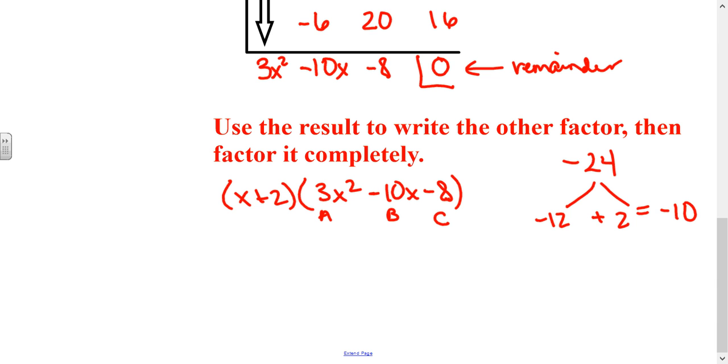Now, when we're doing the AC method, remember, you have to rewrite this polynomial. So I'm going to rewrite it as 3x squared, and then I'm replacing the negative 10 with my factors that I found. So minus 12x plus 2x, and then minus 8. And so from here, what I can do is factor by grouping. So I'm going to group these, because now I have 4 parts.